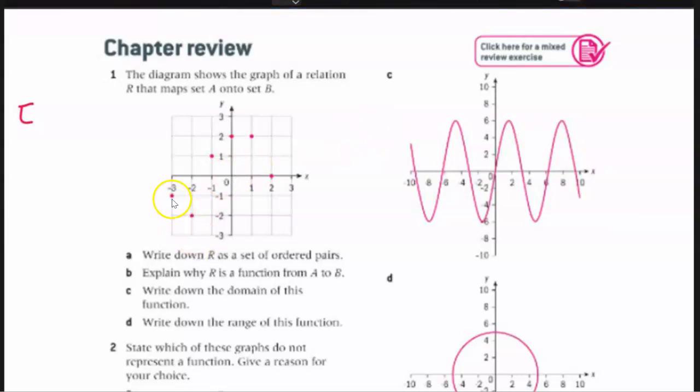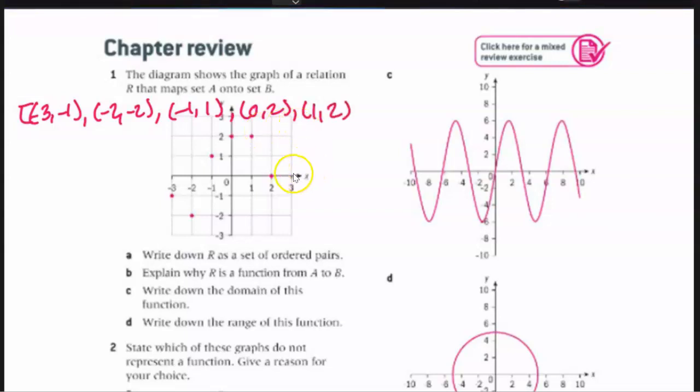Now we go from left to right, so my first pair is (-3, -1). Then from here we see my next point is (-2, -2). I have a point here which is (-1, 1), as well as (0, 2), (1, 2), and then finally (2, 0). So this is a set of all points.